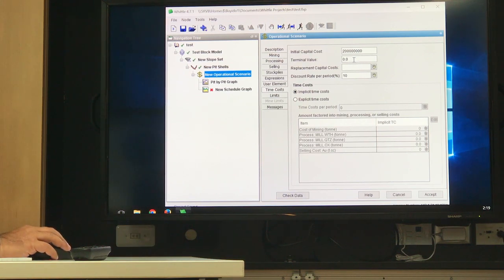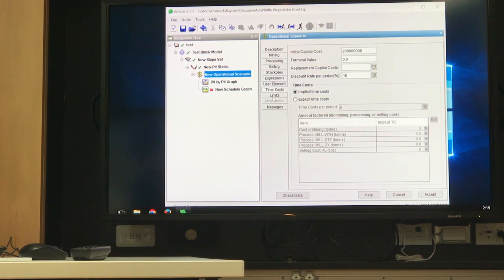Terminal value, you know about terminal value, right? What's terminal value? How much the mine is going to cost at the very end, though? At the end, when you close the mine, do you have any equipment and things to sell and salvage? Yes, like salvage value. Yes.